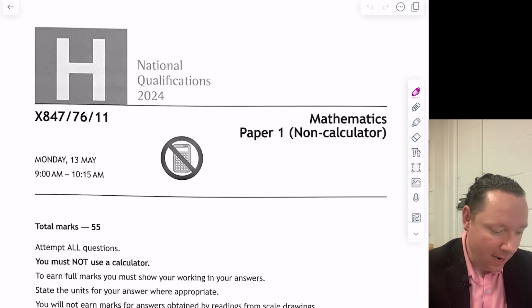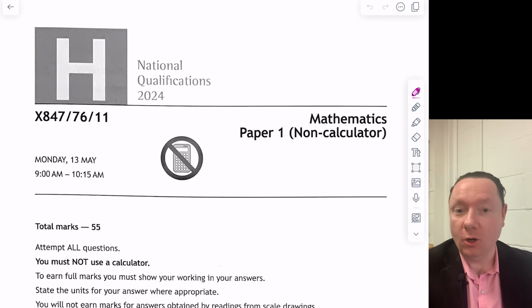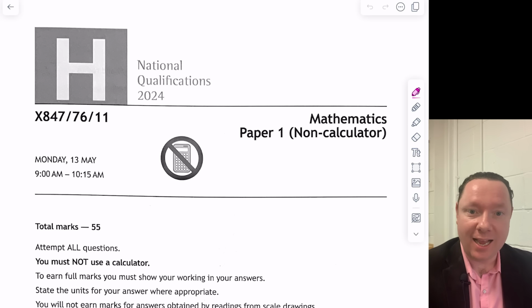SQA Higher Maths 2024, the official paper that you probably sat today. I'm going to go through the full solutions here in depth as much as I can and hopefully not make any mistakes. Let's get started straight away.